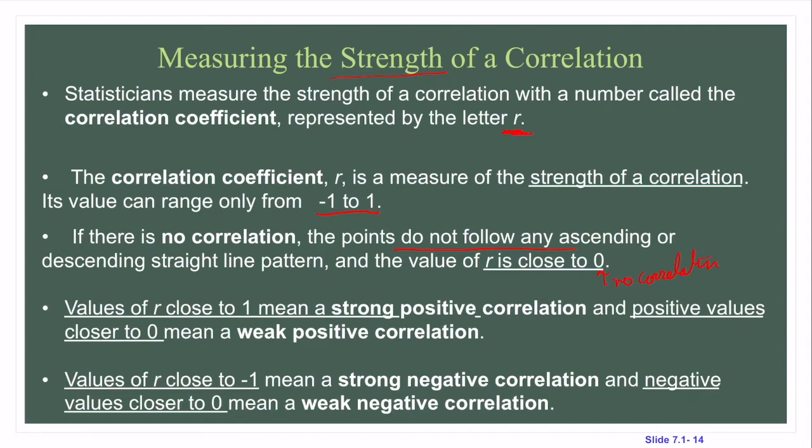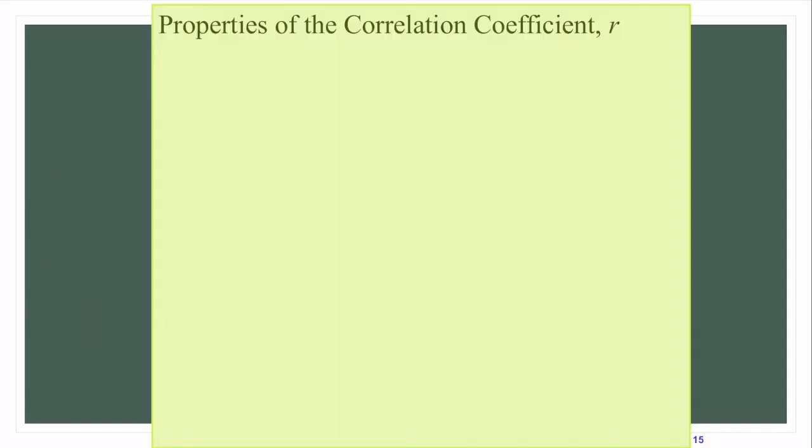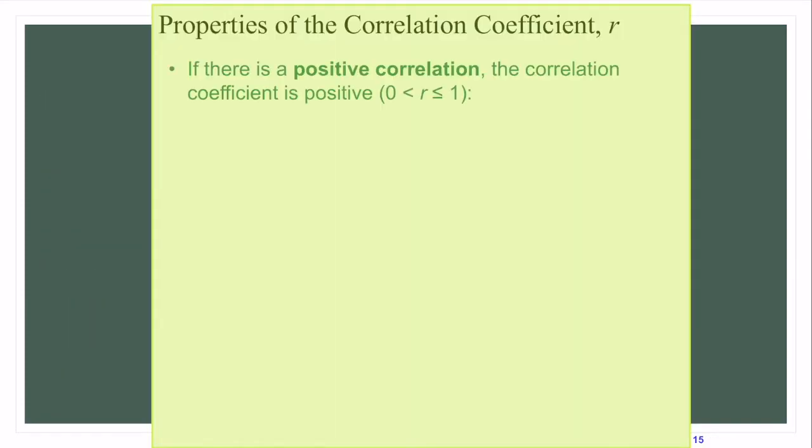So values of R close to 1 mean a strong positive correlation, and positive values closer to 0 mean a weak positive correlation. So you want to be as close to 1 as possible to have the strongest correlation. Values of R close to -1 mean that we have a strong negative correlation, and negative values closer to 0 mean we have weak negative correlation. So if there's positive correlation, our correlation coefficient is between 0 and 1. Both variables increase together, right? It looks like it's got positive slope.